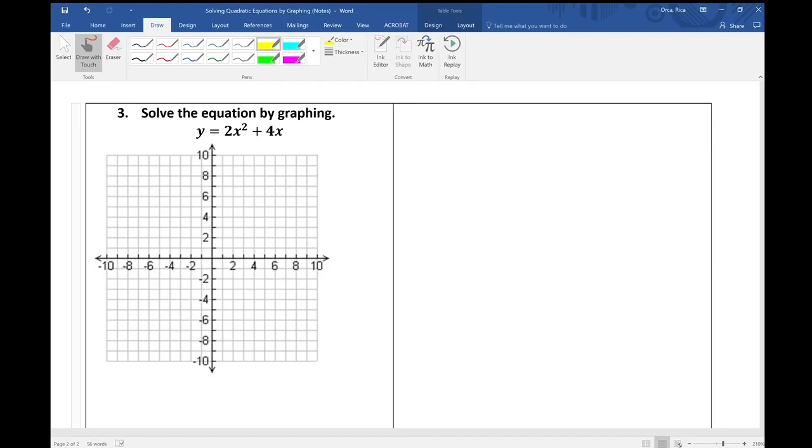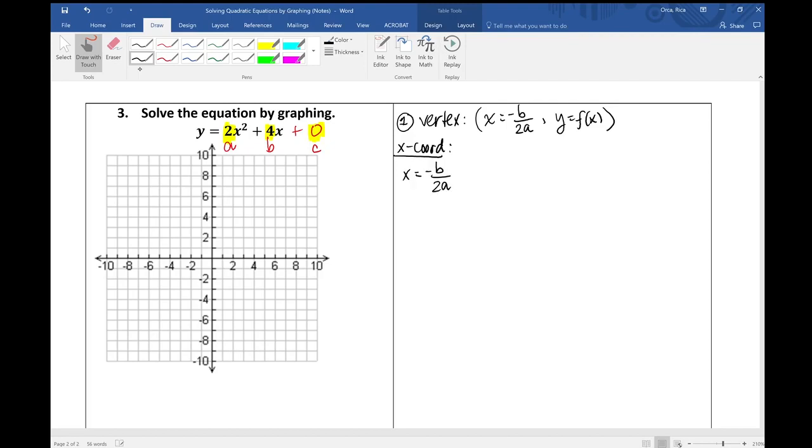Right off the bat, let's go ahead and label our a, b, and c values. A is 2, b is 4, and c is not there, so I'll put plus 0 to represent c. Okay, let's find our vertex. The coordinates of the vertex are x equals negative b over 2a, comma, y equals f of x. So for our x coordinate, we're using x equals negative b over 2a.